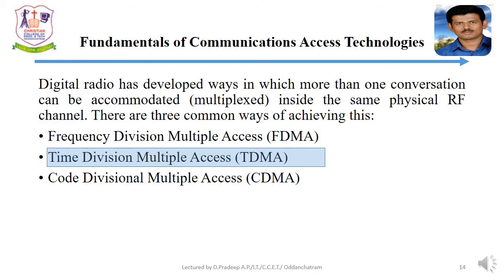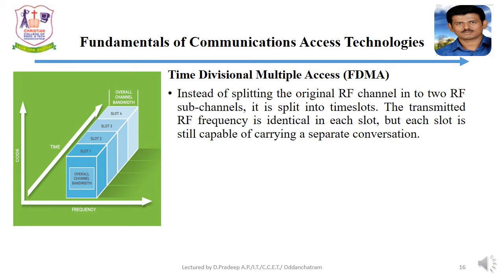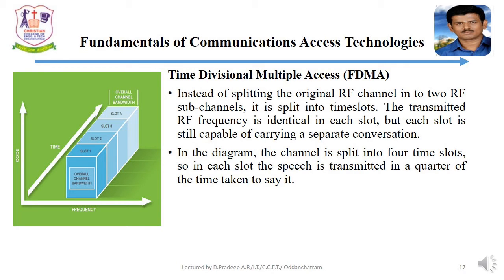Next, time division multiple access. For splitting the original RF channel into two RF subchannels, it is split into time slots. The transmitted RF frequency is identical in each slot, but each slot is still capable of carrying a separate conversation. In the diagram, the channel is split into 4 time slots. So in each slot, the speech is transmitted in a quarter of the time taken to say it.